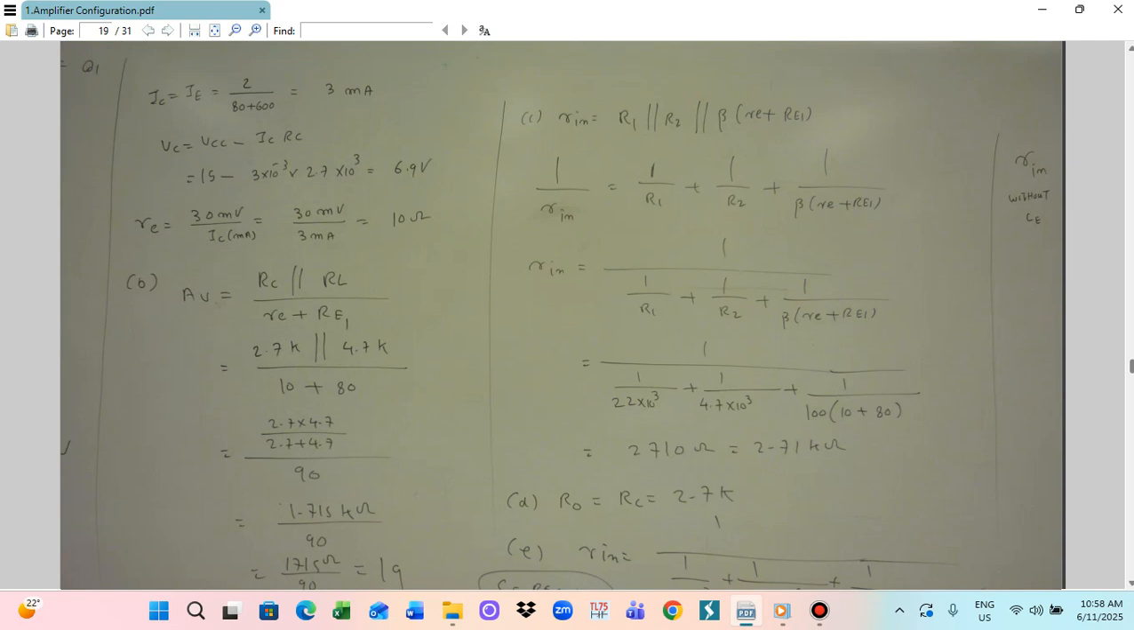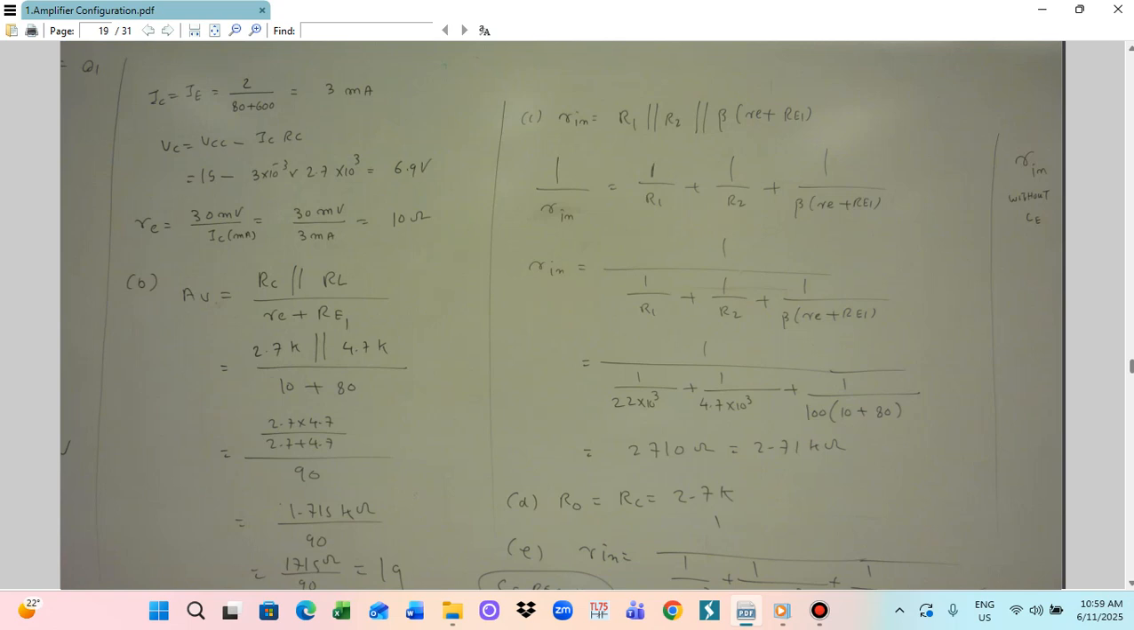Okay, then you can calculate VE. VE will be VB minus VBE, so VB value is 2.6 minus VBE. Then we can calculate VC. The formula for VC will be VCC minus IC into RC. VCC value is 15 volts, IC is 3 into 10 power minus 3, and RC value we already know is 2.7K, 2.7 into 10 power 3. By solving this, we got the VC value as 6.9 volts.